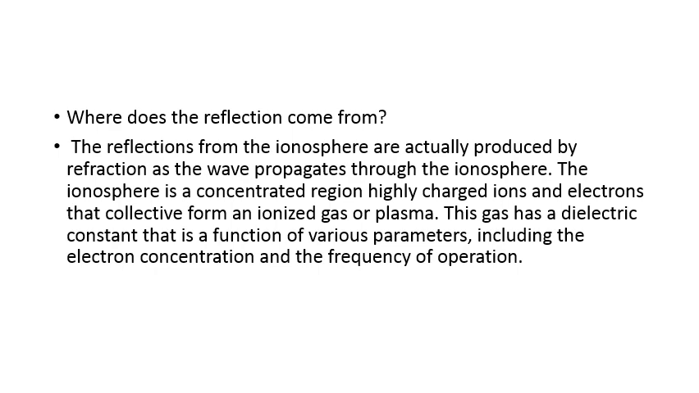This is an interesting question: where does the reflection come from? The reflections from the ionosphere are actually produced as the wave propagates through the ionosphere. The ionosphere is a concentrated region of highly charged ions and electrons that collectively form an ionized gas or plasma. And this gas has a dielectric constant that is a function of various parameters, including electron concentration and frequency. Now this plasma region is responsible for reflections.